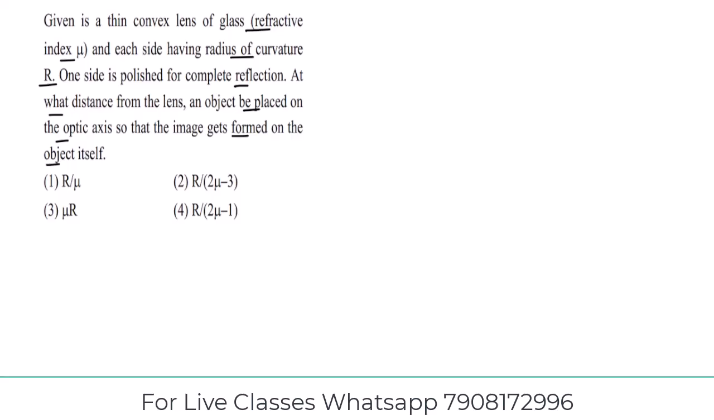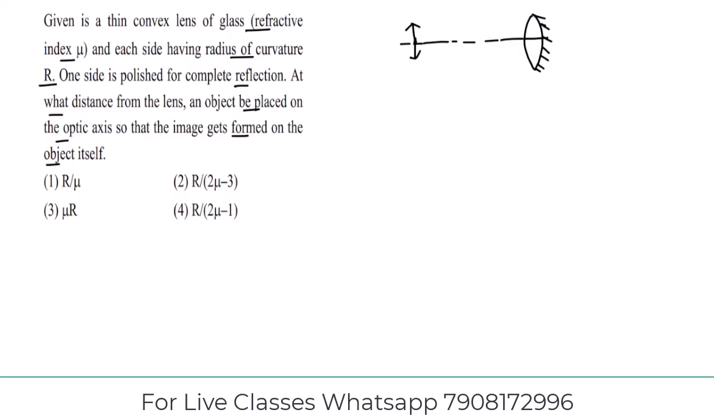It says here it is a convex lens, of radius of curvature r, and one side is polished. Let's say this side is polished, so it acts as a mirror. An object is put on the optic axis, let's say here. At what distance is the object placed so that the image is formed on the object itself? So if the object is here, then the image is also here.